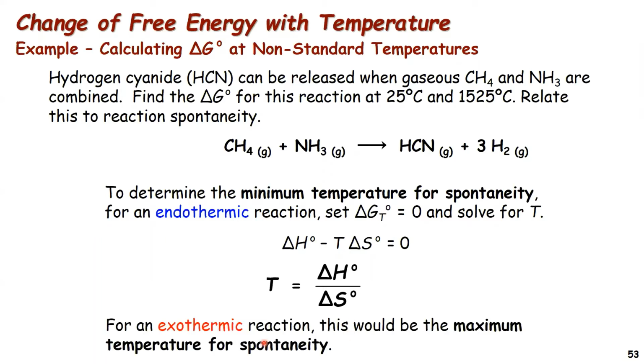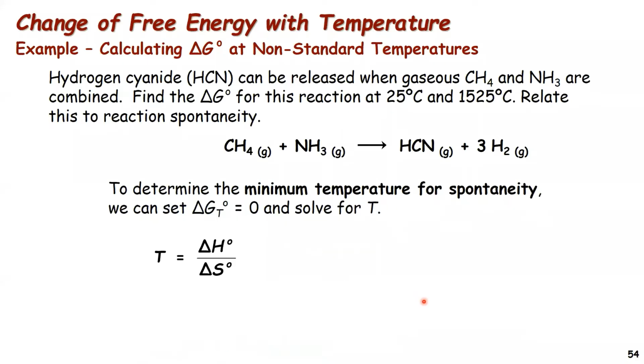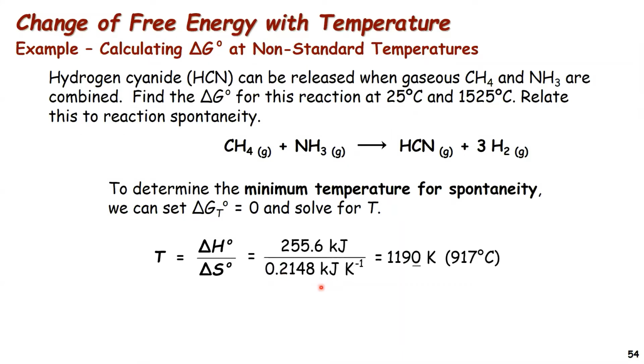So for an exothermic reaction, like I said, this would be the maximum temperature of spontaneity. For an endothermic reaction, it's the minimum temperature of spontaneity. So now we're simply going to plug in our values for del H and del S. And that gives us a value of 1,190 Kelvin, or in degrees Celsius, we subtract 273.15. So at 917 degrees Celsius, it becomes spontaneous.